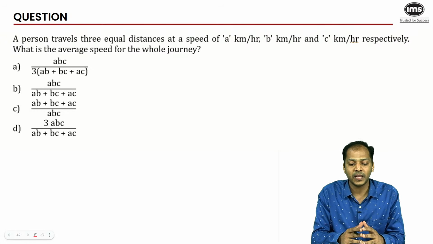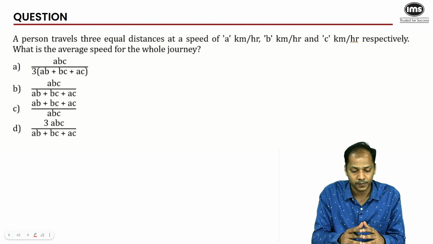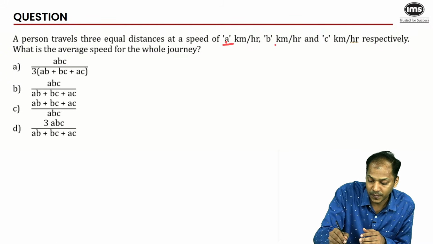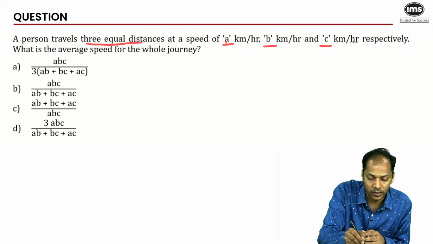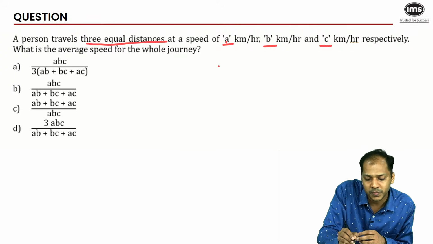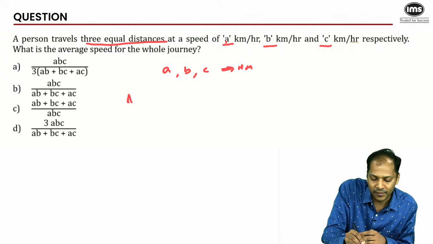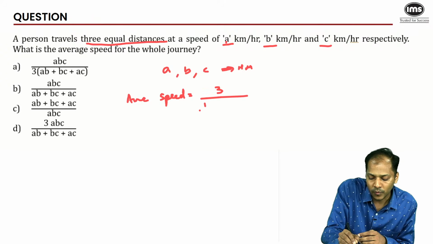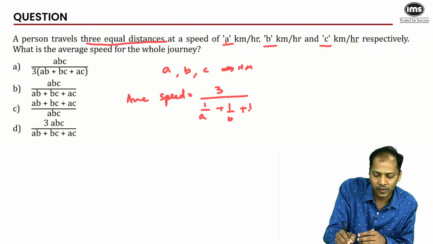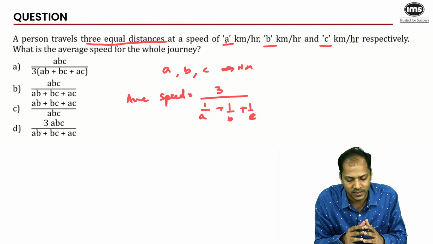A person travels 3 equal distances at speeds of A, B and C kilometers per hour respectively. What is the average speed for the whole journey? Well, you know that the average speed when the distances are equal has to be equal to the harmonic mean of the individual speeds. So for A, B, C, the average speed would be equal to 3 upon 1 by A plus 1 by B plus 1 by C. You can check which option this would simplify to.